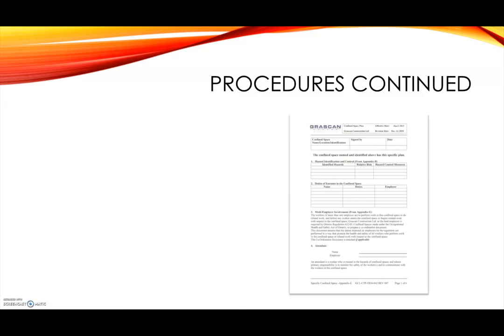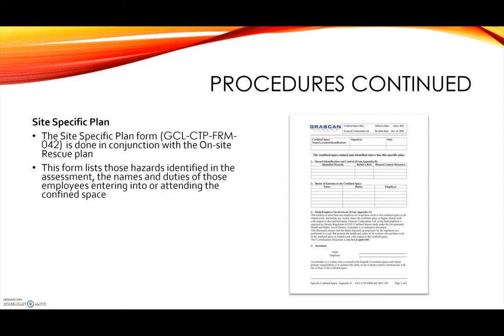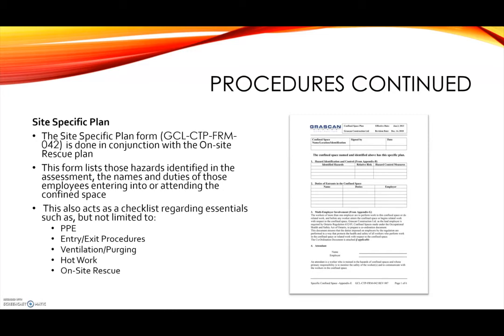Procedures continued. Site-specific plan. The site-specific plan form is done in conjunction with the on-site rescue plan. This form lists those hazards identified in the assessment, the names and the duties of those employees entering into or attending the confined space. This also acts as a checklist regarding essentials such as, but not limited to, PPE, entry-exit procedures, ventilation and purging, hot work, and on-site rescue.